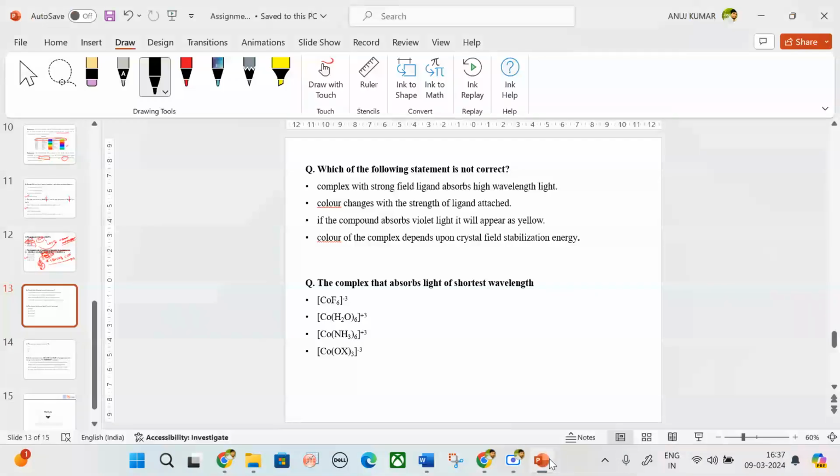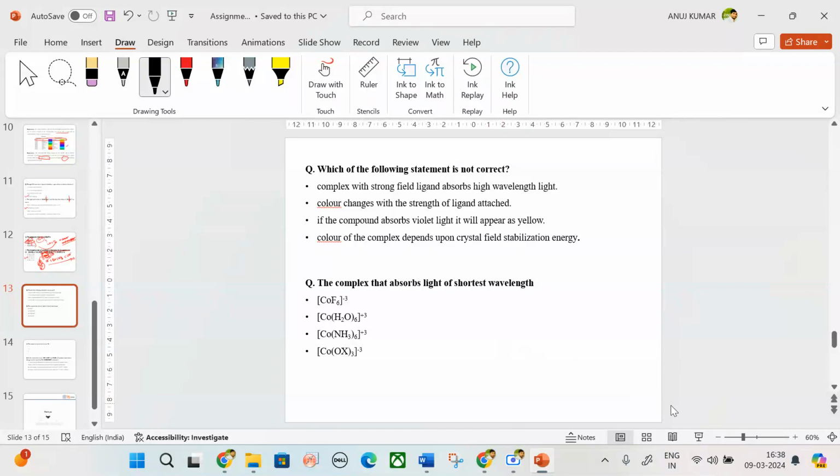First is A. Complex with a strong field ligand absorbs high wavelength light. Okay, right. That will be having a low wavelength. Good. The first one is incorrect. What about the second one?